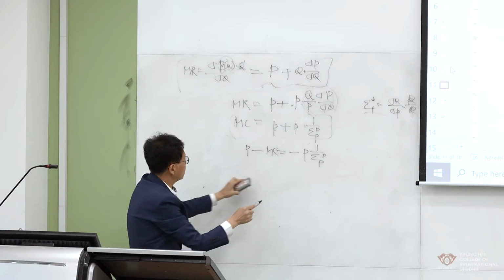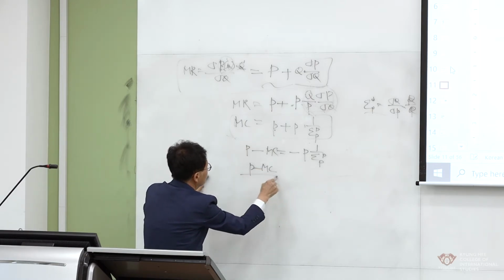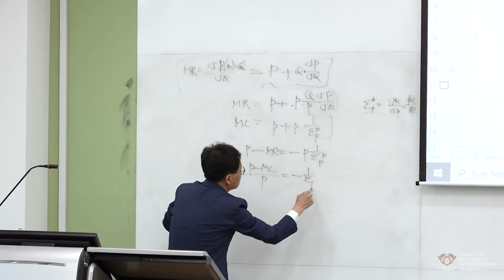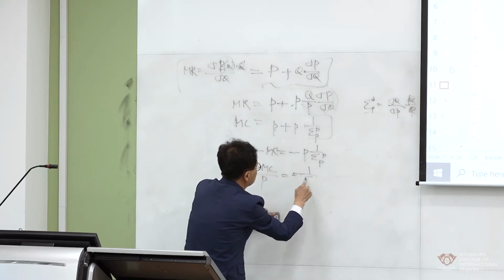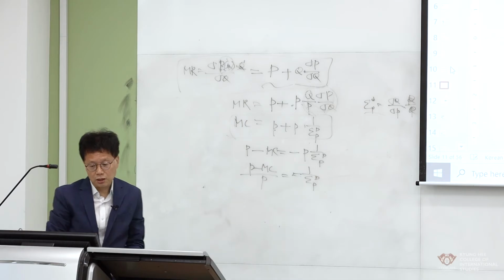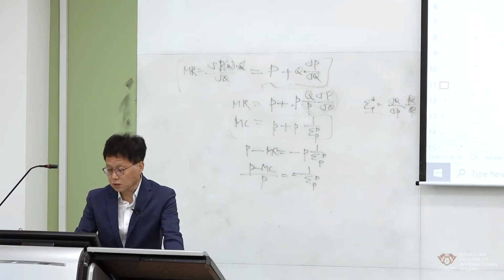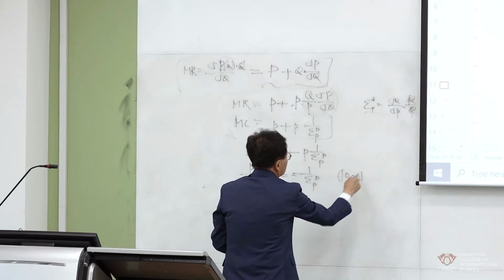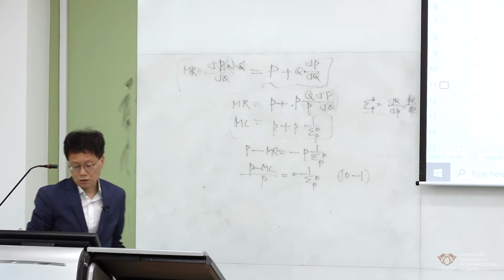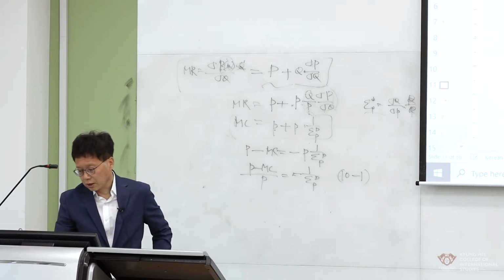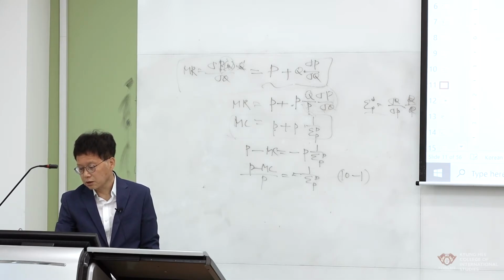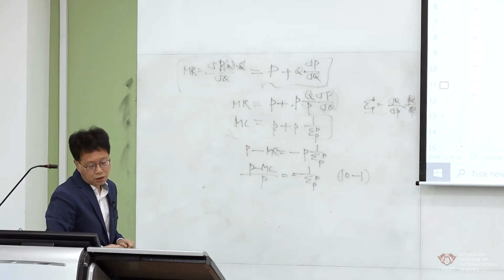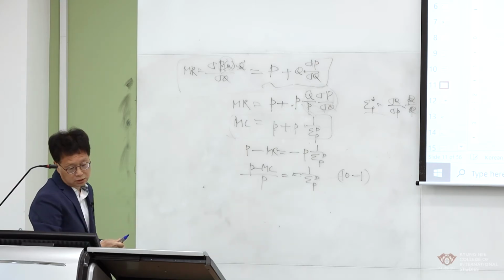And divided by price, then what happens? Price minus marginal cost over price is equal to, this one disappeared, only this one left, minus 1 over price elasticity of demand. Right? We can find this kind of relation. That is equation 10.1. Okay, then what is this one? Equation 10.2.